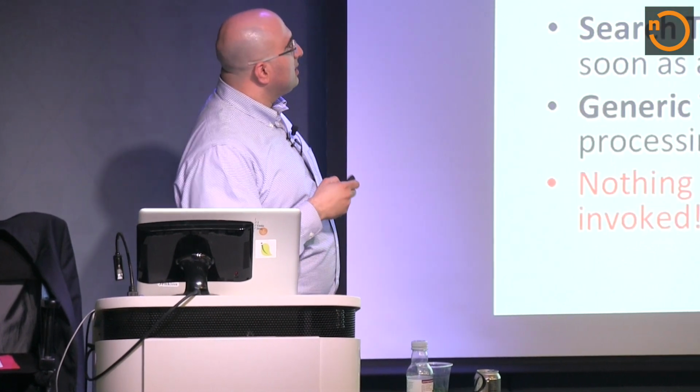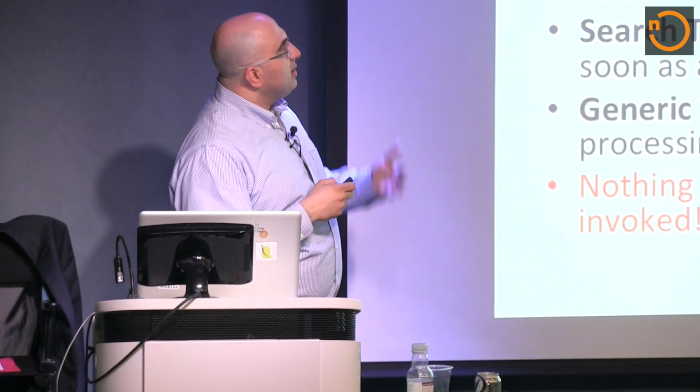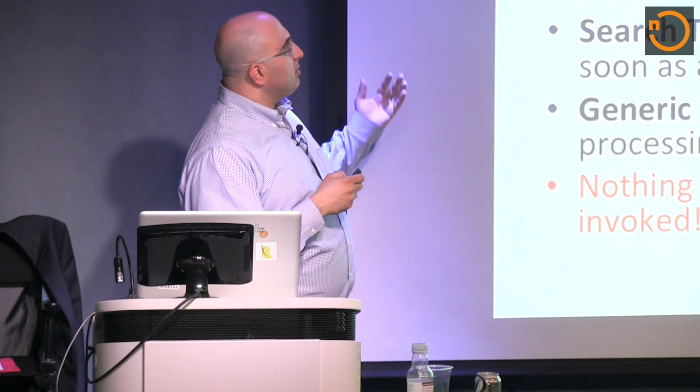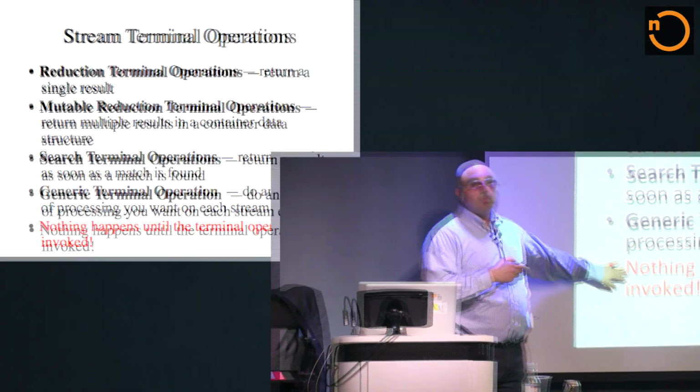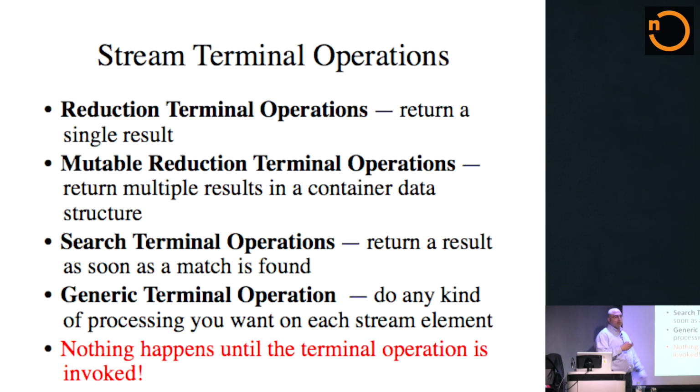Right. So, stream structure: source, pipeline, terminal. We already talked about that. Some of the terminal operations that you can have are reduction, mutable, and search. Okay, let's just look at some examples. Important point in red: nothing happens until the terminal operation is invoked.